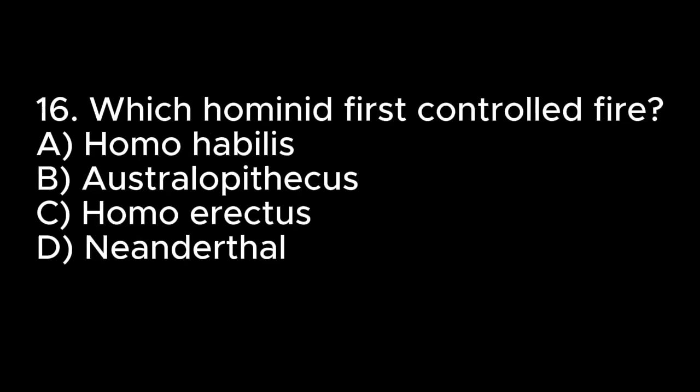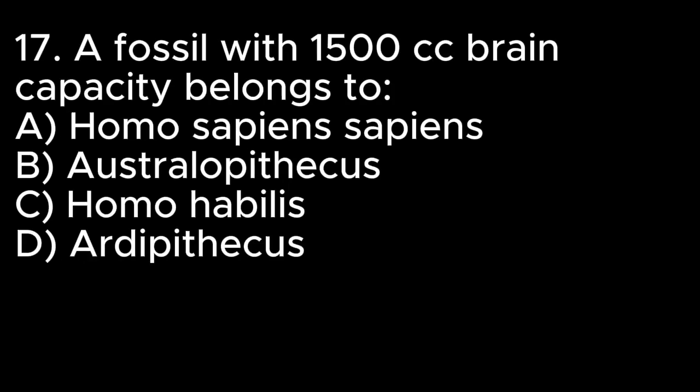16. Which hominid first controlled fire? A. Homo habilis. B. Australopithecus. C. Homo erectus. D. Neanderthal. Answer: C. Homo erectus used and controlled fire. 17. A fossil with 1500 cc brain capacity belongs to A. Homo sapiens sapiens. B. Australopithecus. C. Homo habilis. D. Ardipithecus. Answer: A. Modern humans have about 1,400–1,500 cc brains.